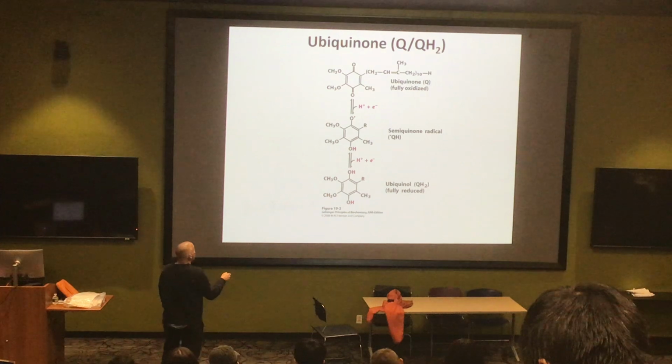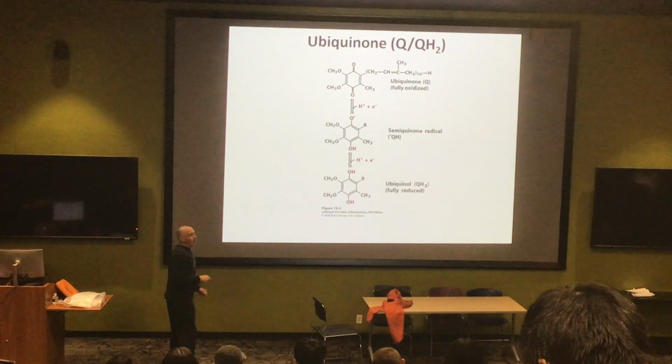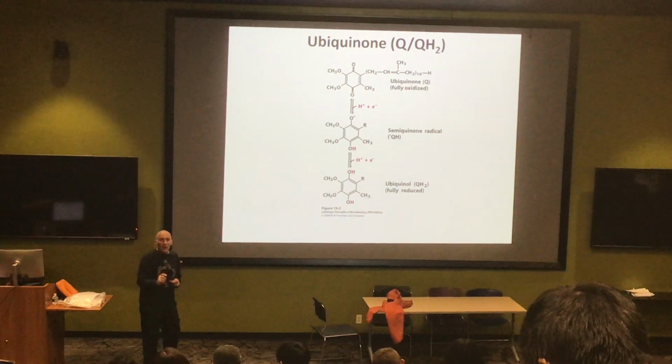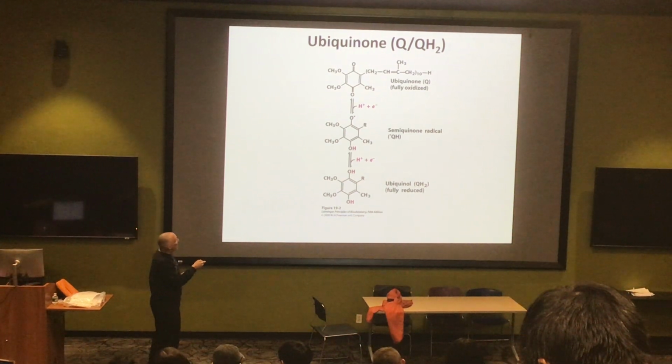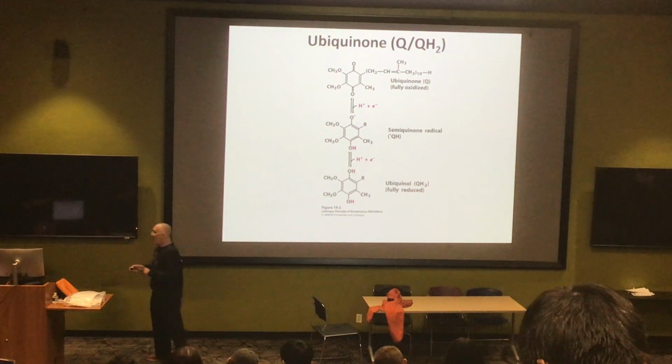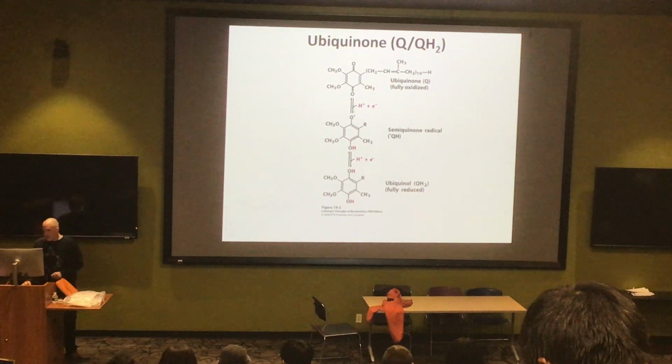There is no semiquinone in the membrane. It binds too tightly to these various proteins. So the only thing you'll ever find in the mitochondrial membrane is a lot of this fully oxidized quinone and some of this fully reduced quinone, and we just saw the first place in which we generated it.